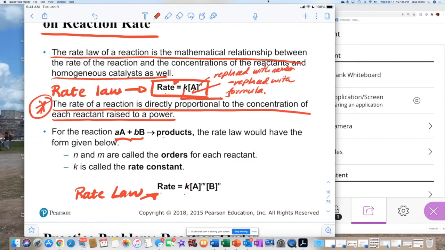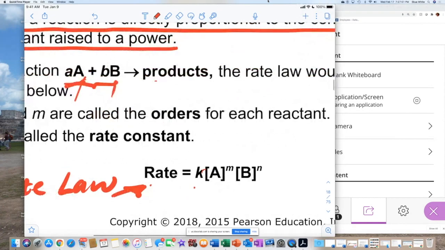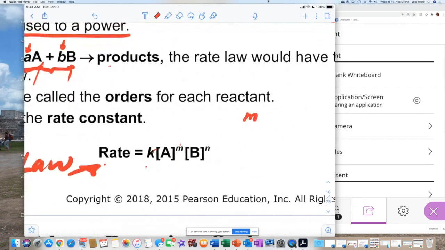The brackets represent concentration. A is a chemical, the reactant, raised to the power M. B, the other reactant, raised to the power N. They were sure to write the coefficients here as A and B, and the powers as M and N, just to let you know that M is not equal to A and N is not equal to B.